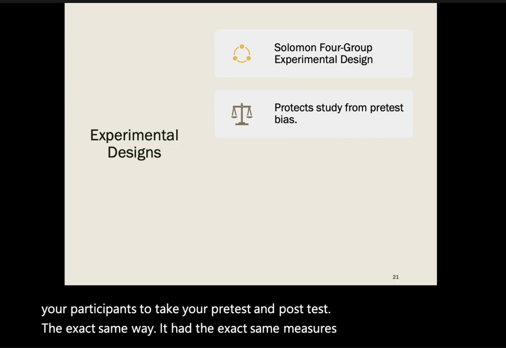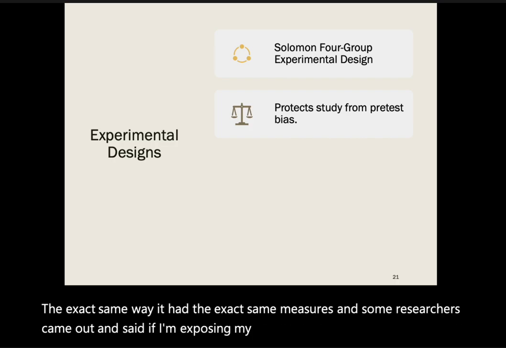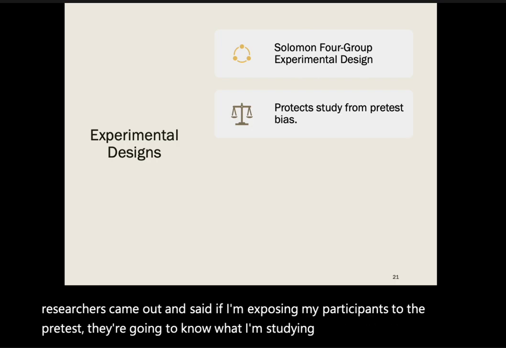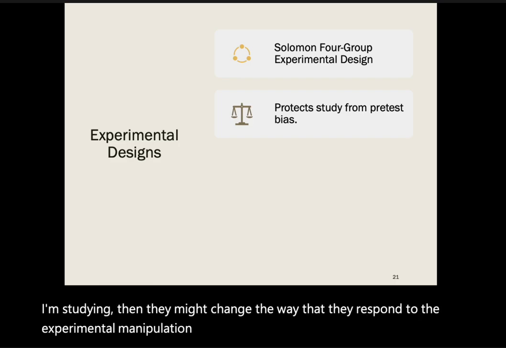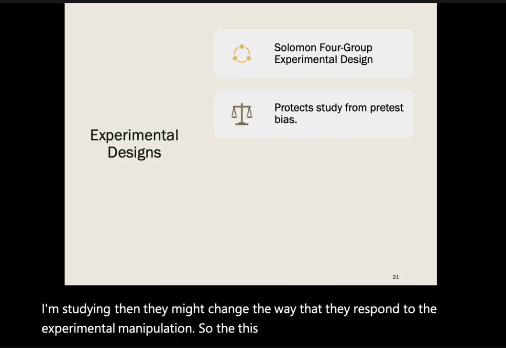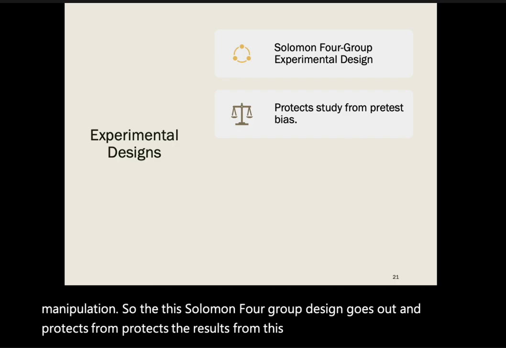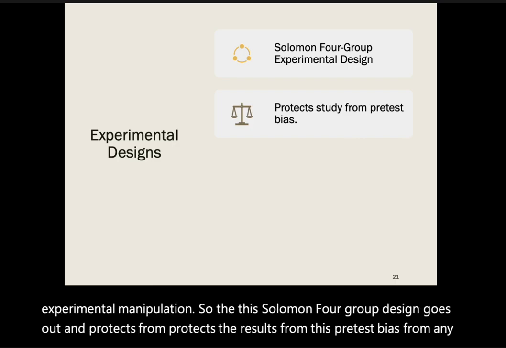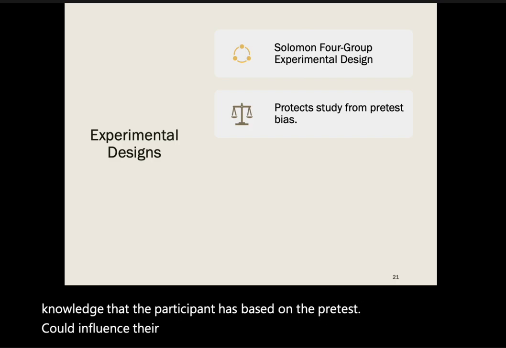And some researchers came out and said, well, if I'm exposing my participants to the pre-test, they're going to know what I'm studying. And if they know what I'm studying, then they might change the way that they respond to the experimental manipulation. So the Solomon four-group design protects the results from this pretest bias, from any knowledge that the participant has based on the pretest that could influence their study results.